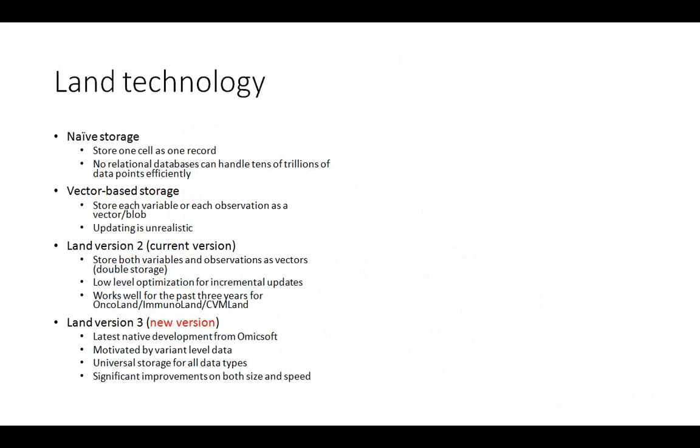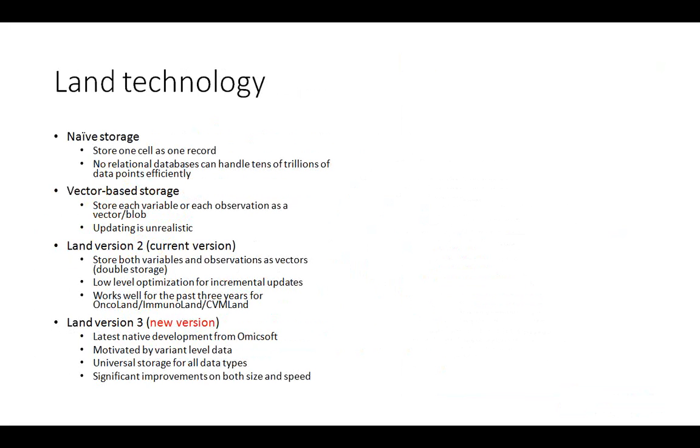The idea is that instead of storing each cell as a record, we can store each variable, which is most likely, or each observation, which is less likely, as a vector, and potentially even store it as a blob with some sort of compression technology. This sounds good, except that I think there are two major problems. First, on the variant side, that space, hundreds of millions of variants, is still too big for a standard database. The second thing is that it's almost impossible to do the updating.